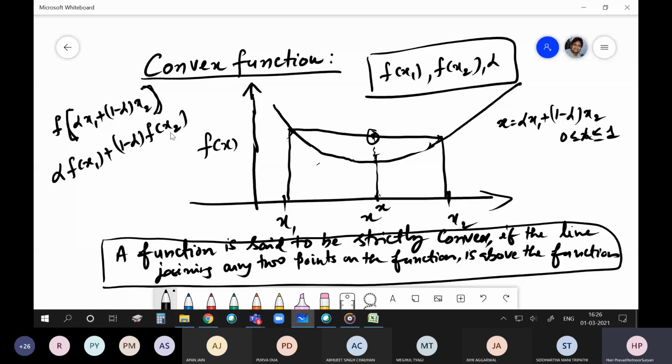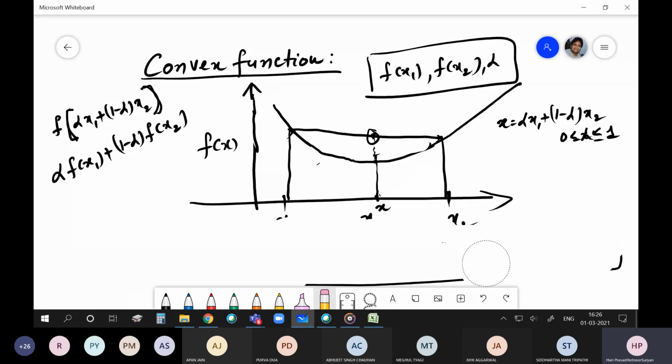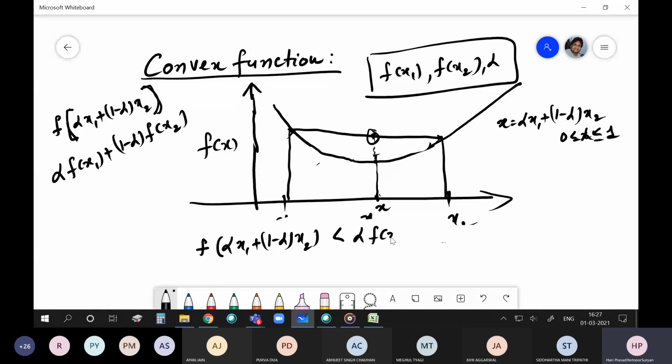So mathematically, how can I write this now? If the function is strictly convex, what can we say about these two values? First expression is less than the second expression. That means f of alpha times x1 plus 1 minus alpha times x2 should be less than alpha times f of x1 plus 1 minus alpha times f of x2.